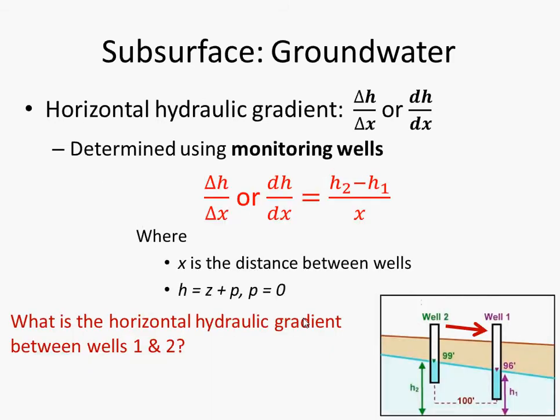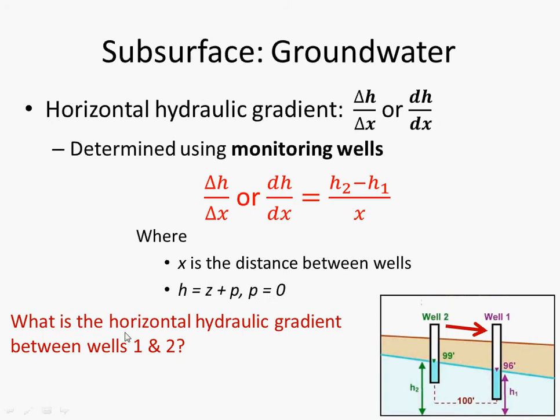Okay, so these are just reminding you of the equations. Change in H over change in space is measured as the height of the water in well 2 minus the height of the water in well 1, divided by the distance between those wells. And I'm again remembering that P is 0.